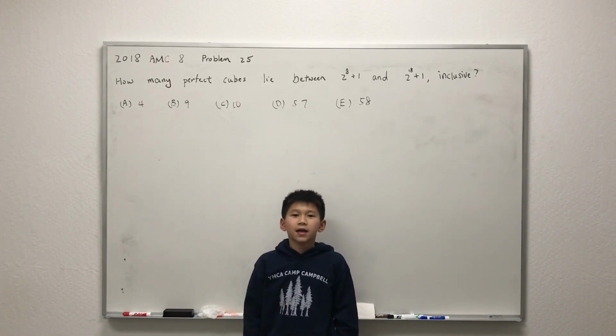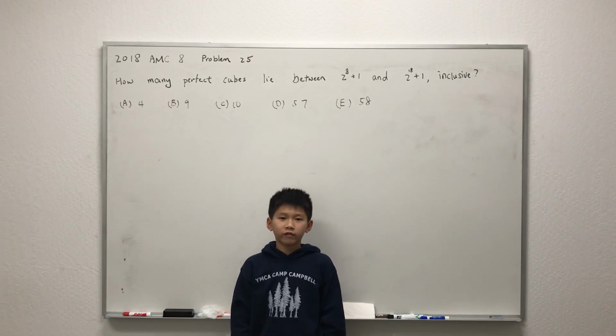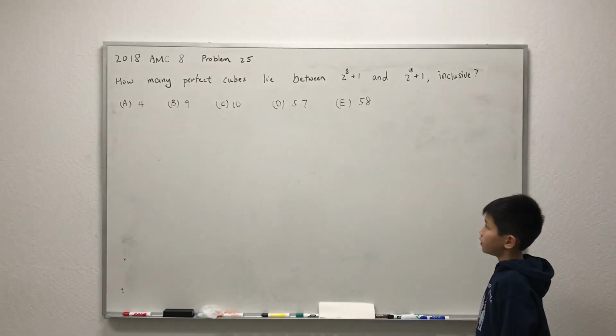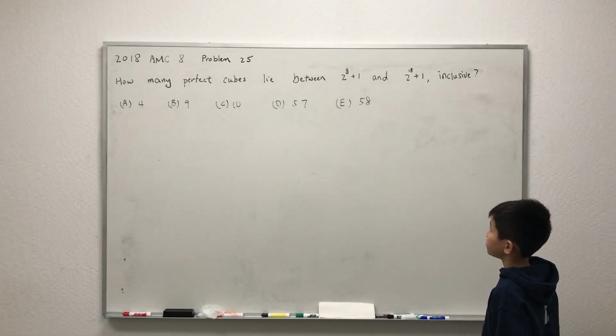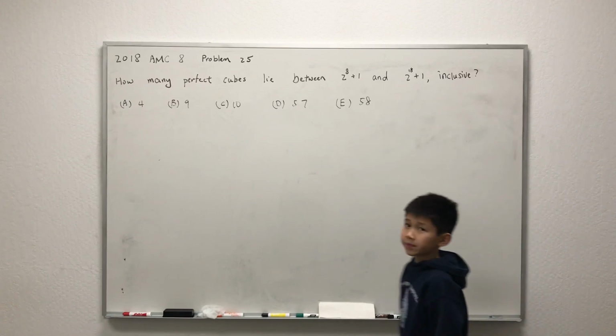Jedi V, and today we're going to be attacking the 2018 AMC8 problem 25. How many perfect cubes lie between 2 to the 8th plus 1 and 2 to the 18th plus 1 inclusive?